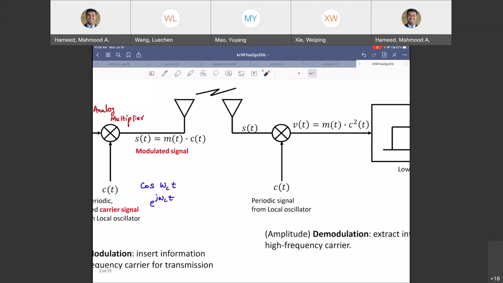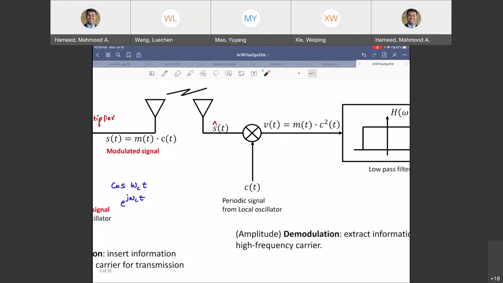At the receiver, you may get very close to s(t), maybe you get s hat of t. Because of the wireless channel, you may have had some noise, some interference, some distortion, and instead of getting s(t), you got s hat of t. How do you get the message back? m(t) needs to come back to me. We just saw an example where you multiply with another cosine, c(t), which is another periodic signal, again cosine omega_c t or e^(j omega_c t).